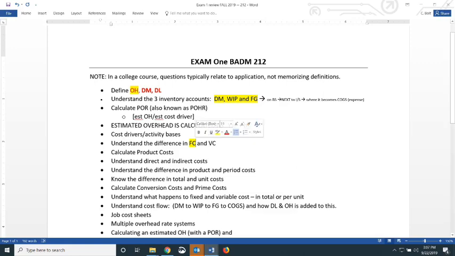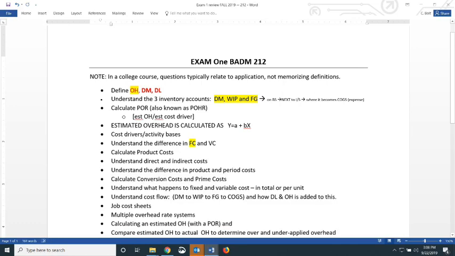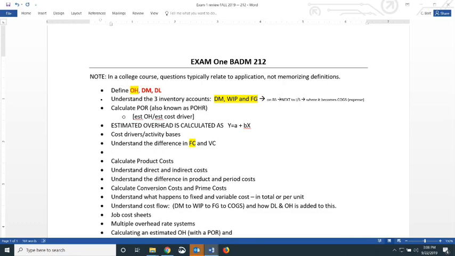And so fixed costs stay the same in total, but the more customers you serve, fixed cost per unit goes down. So if you only serve one customer a month and your rent is $1,000, wow, that's $1,000 in fixed costs per customer. But if you serve 1,000 customers and your fixed costs are $1,000, that's $1 a customer. So it's important to understand the difference in total and unit. And here we are. Let's pull this down here and talk about that in association with this.